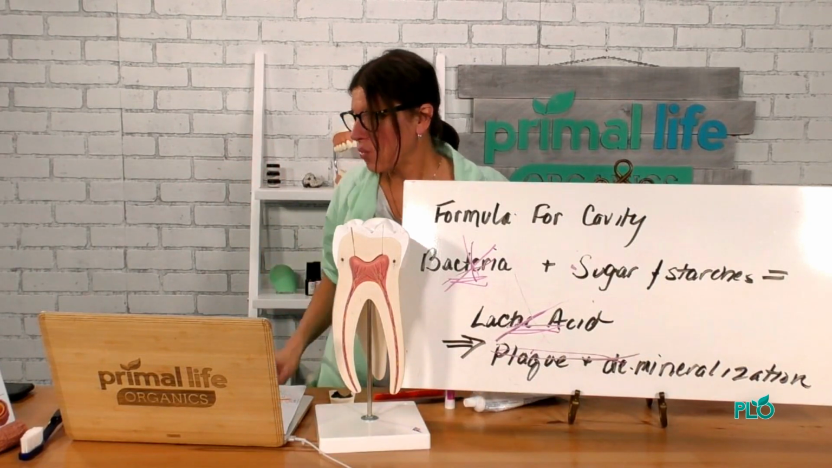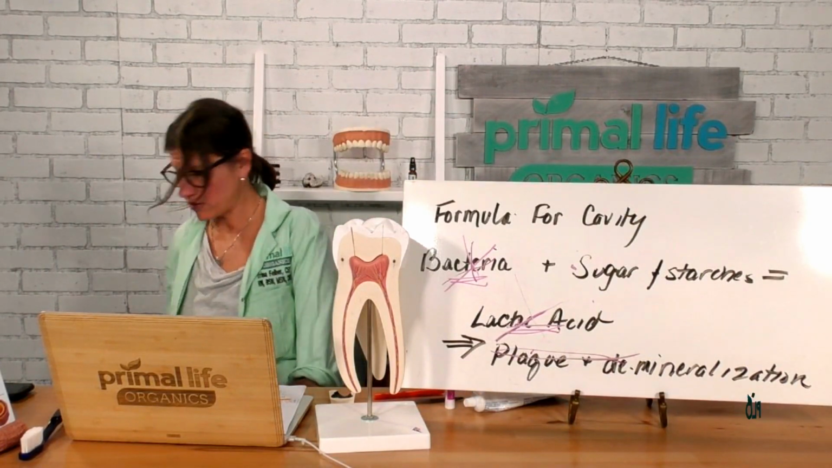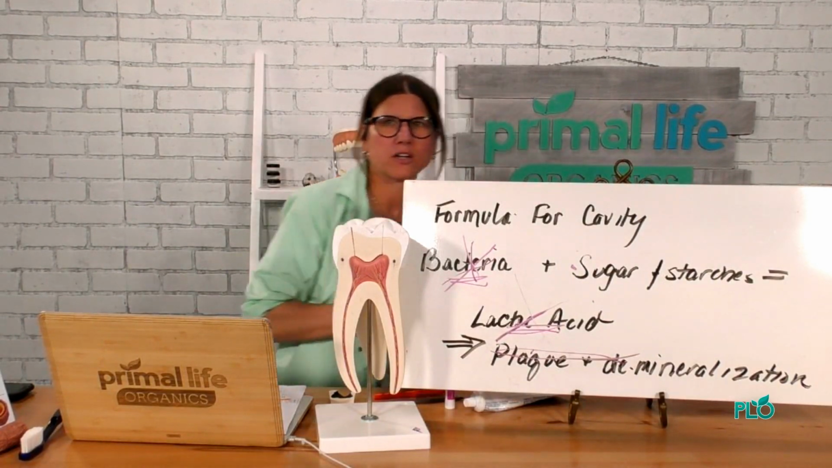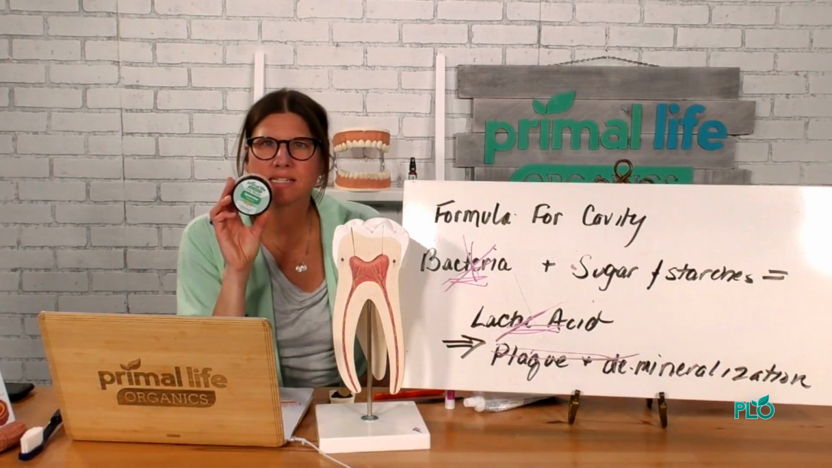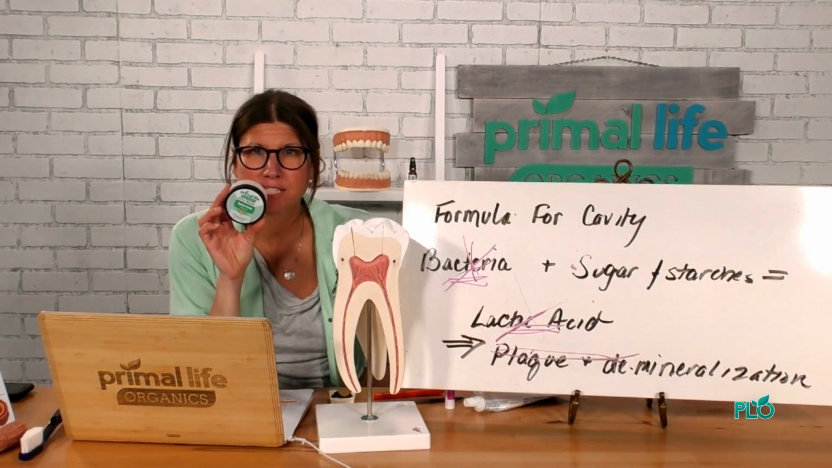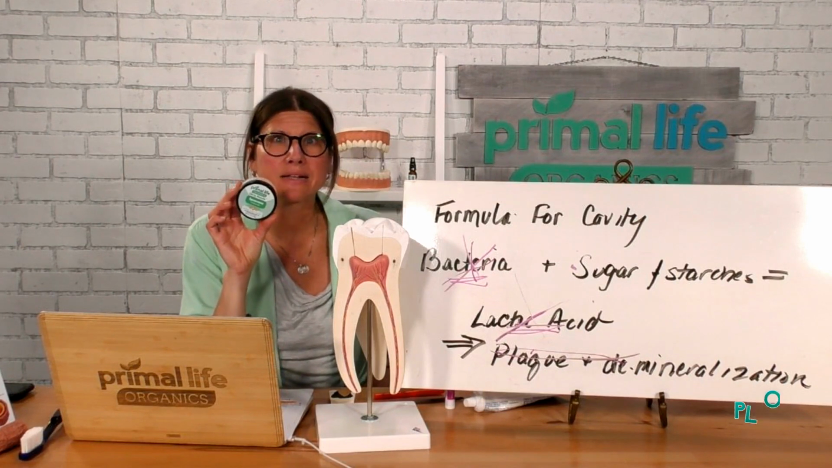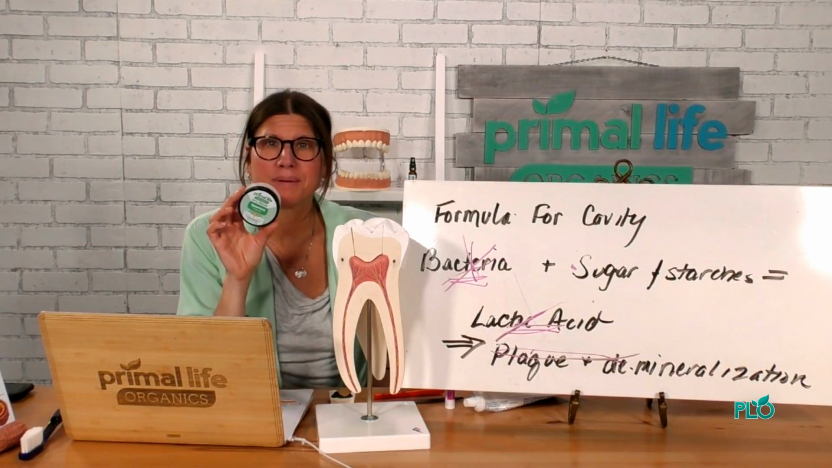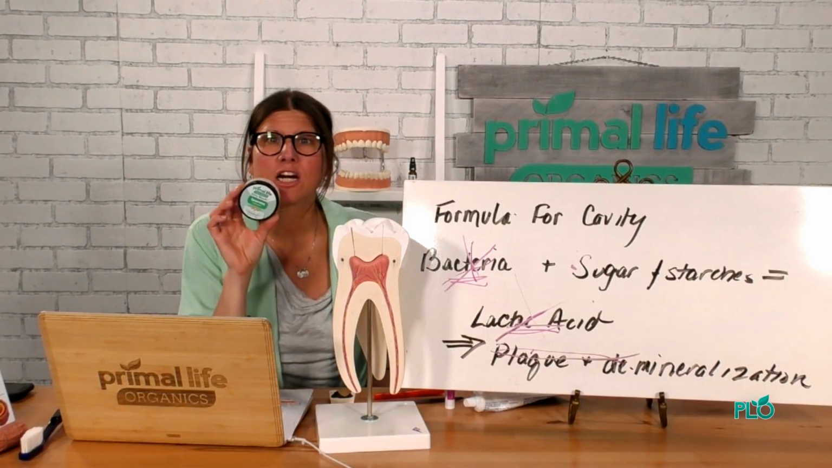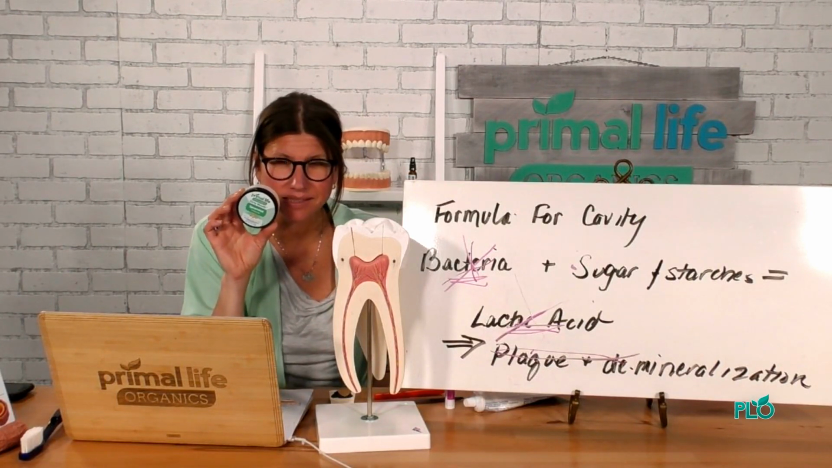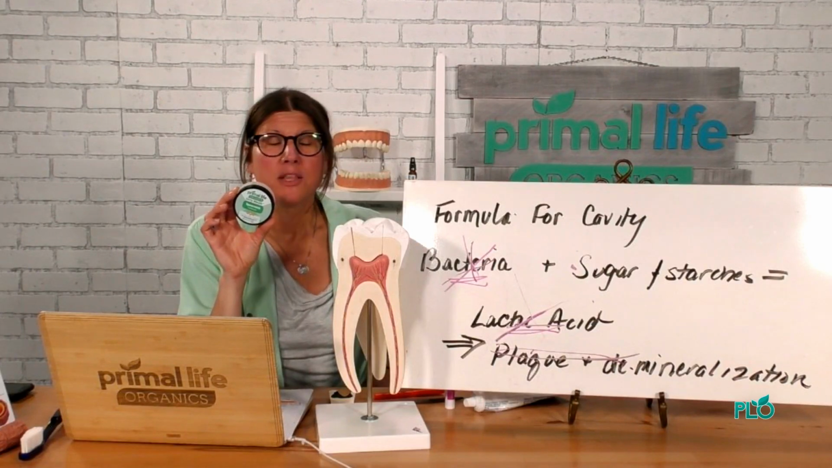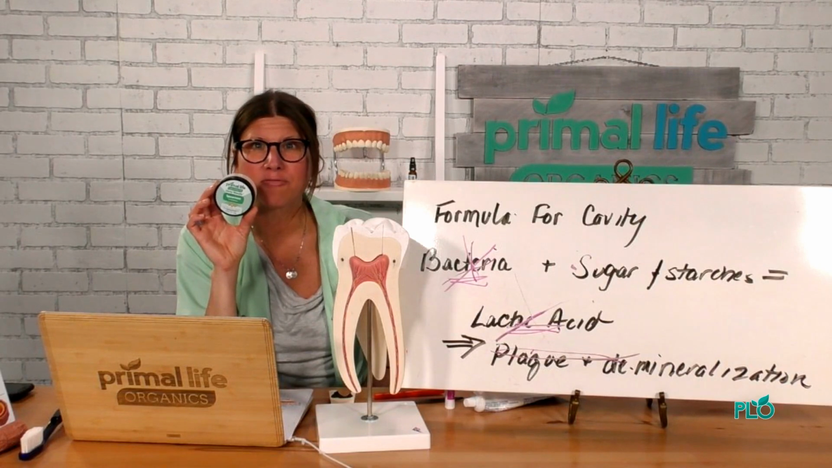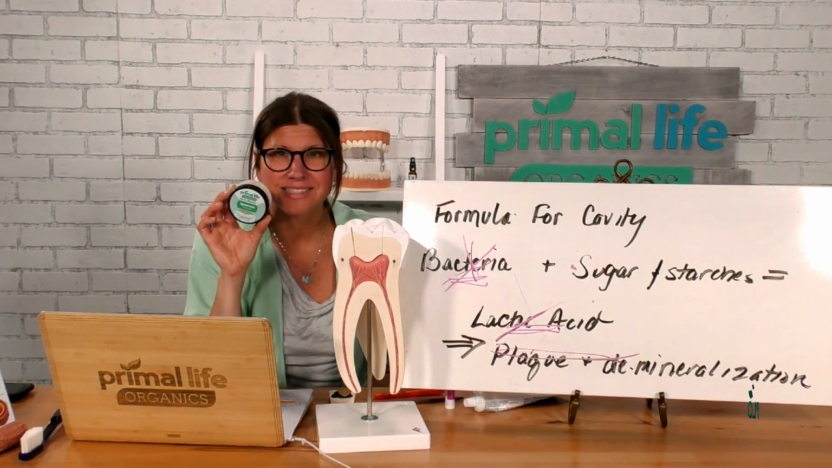So what I created with my tooth powder, let me find my tooth powder. Dirty Mouth tooth powder has 3 different clays in it. Remember, calcium and phosphorus are the main minerals in your teeth. The 3 clays are bentonite, white kaolin, and French green, and they are all very abundant in minerals. Nothing grows in clay, including those 3 different types of bacteria that I talked about that cause dental cavities.